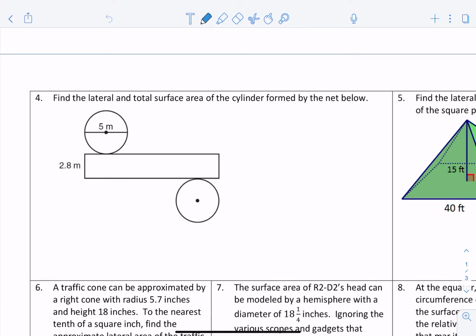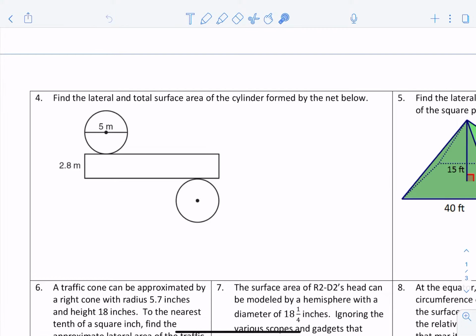On question 4, find the lateral and total surface area of the cylinder formed by the net below. All right, so we know it was a cylinder because they told us, right? Otherwise, we wouldn't be able to tell. It'd be impossible. Rectangle with 2 circles on it, what the heck does that make?